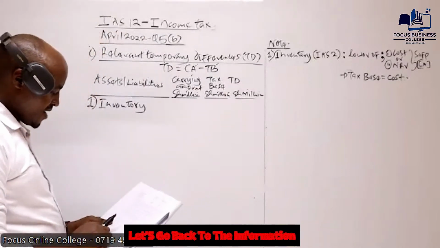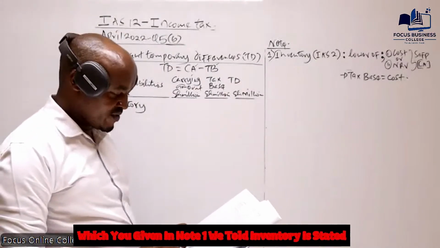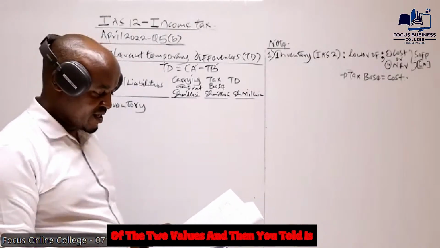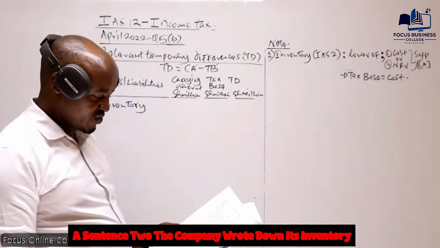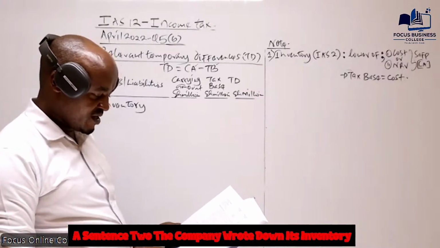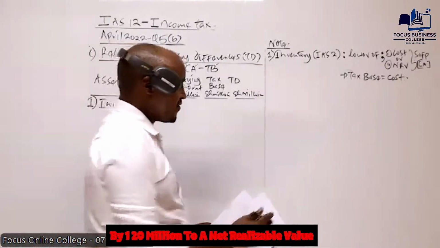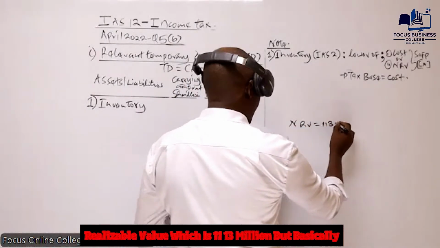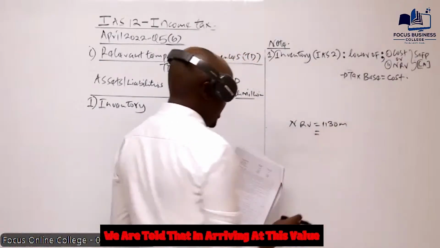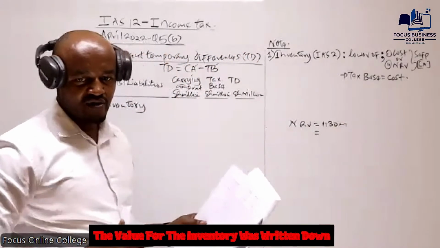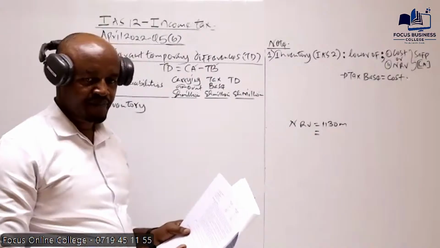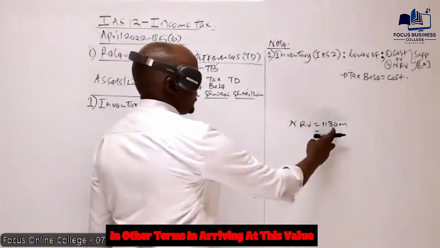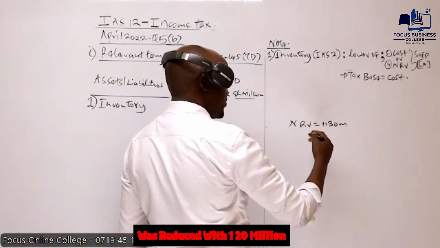Now, let's go back to the information which is given in note 1. We are told the inventory is stated in the statement of financial position at the lower of the two values. And then you're told in sentence 2, the company wrote down its inventory by 120 million to a net realizable value. So in that case, we are given the net realizable value, which is 1130 million. But basically, we are told that in arriving at this value, the value for the inventory was written down, reduced by 120 million.